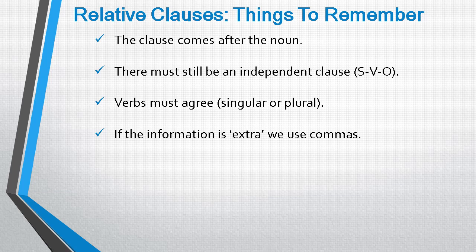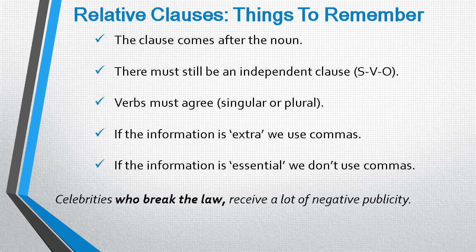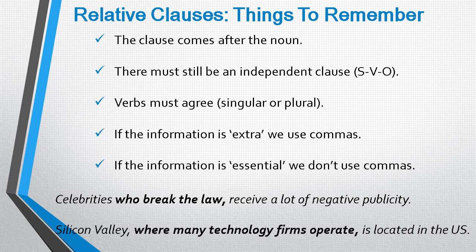Now, the reason for this is that if the information contained in the relative clause is extra information, meaning we don't really need it to understand the overall sentence, then we use commas. If the information, on the other hand, is essential, we don't use commas. So, in the example here, celebrities who break the law receive a lot of negative publicity. There is no comma after celebrities, because it's really important that the reader knows that it's only the celebrities who break the law that get the negative publicity. It's not all celebrities that get negative publicity, just the ones that break the law. So that relative clause is essential for the reader to read. Therefore, there is no comma.